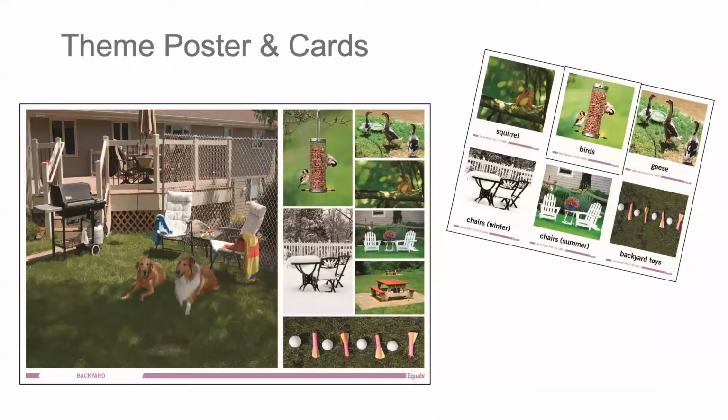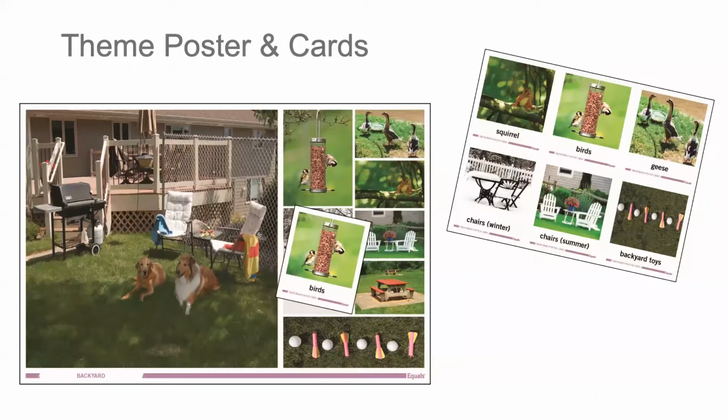Each theme poster has a set of 6 poster cards. To support accessibility for students with low vision or who are unable to get close to the poster, the images on the cards match 6 of the images on the poster. Students can also use the cards to label what they see on the poster.